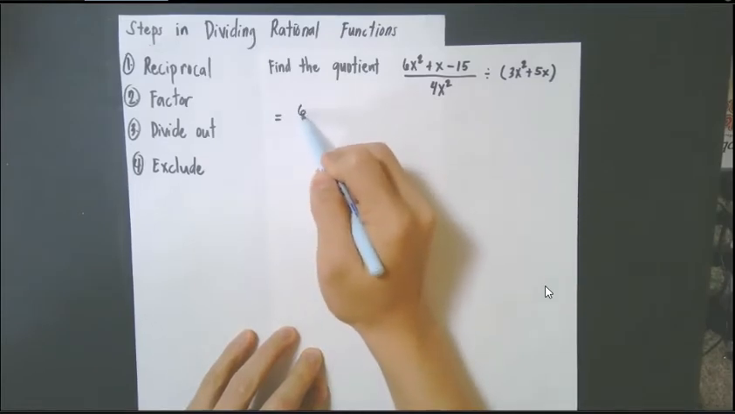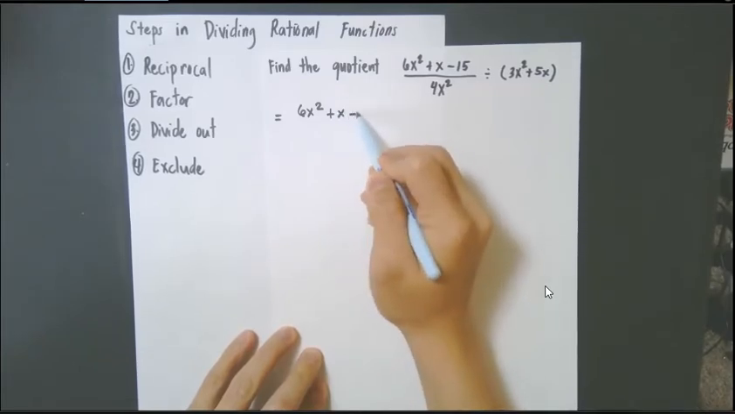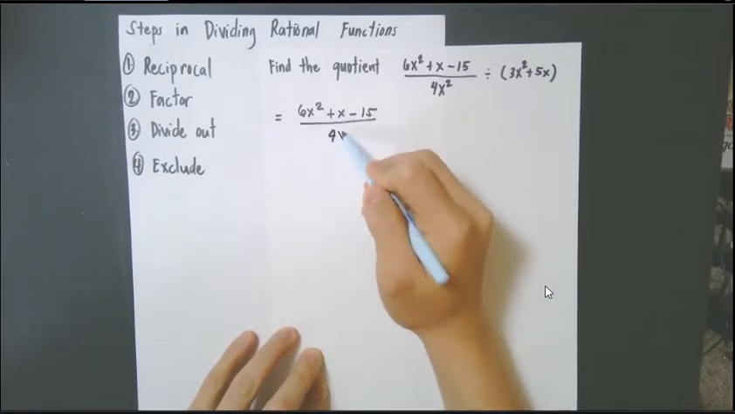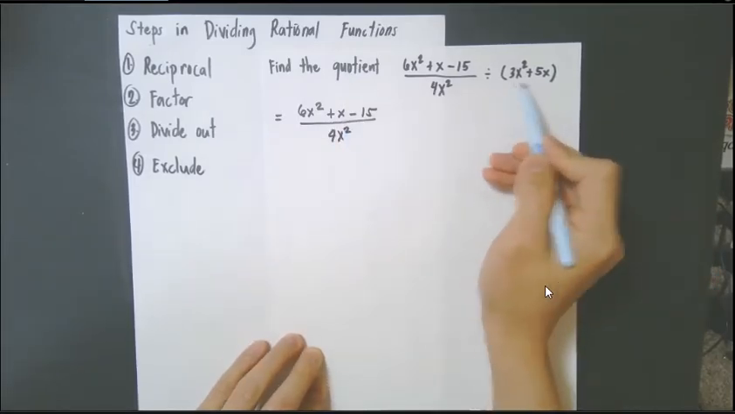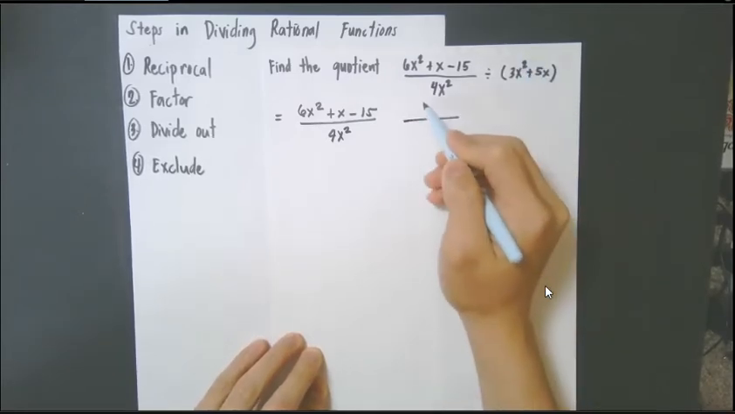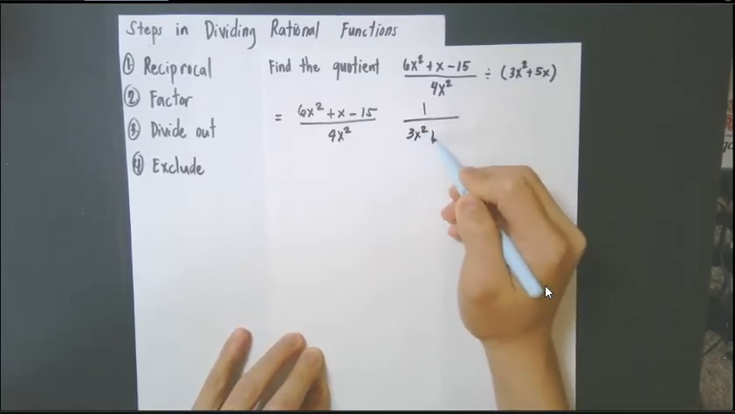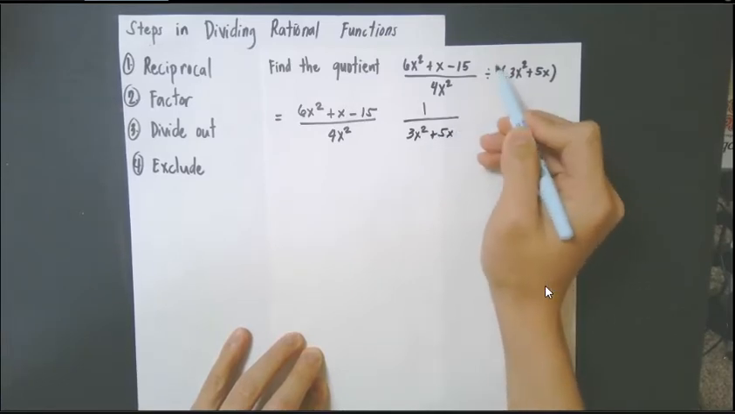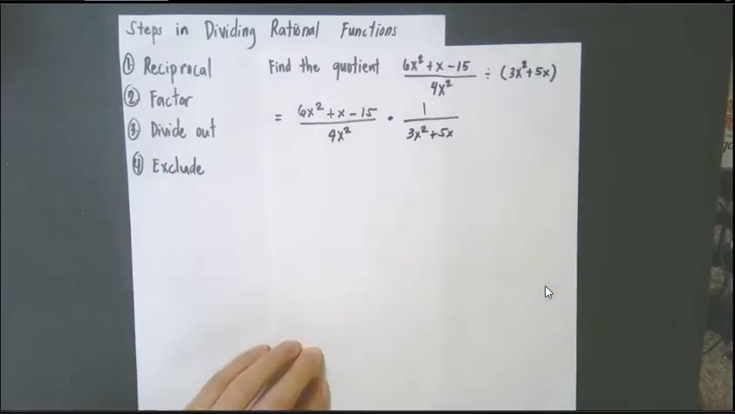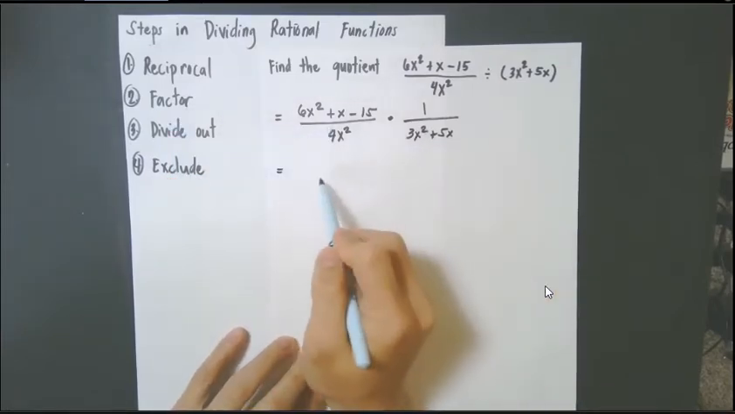So that's 6x squared plus x minus 15 over 4x squared. Get the reciprocal of that. The denominator is 1, so that will be your new numerator. So that will be 1 over 3x squared plus 5x. Now your division sign will be changed to a multiplication sign. That's step 1.